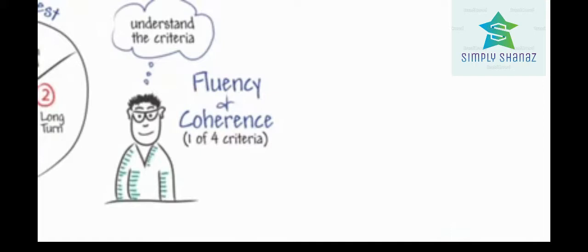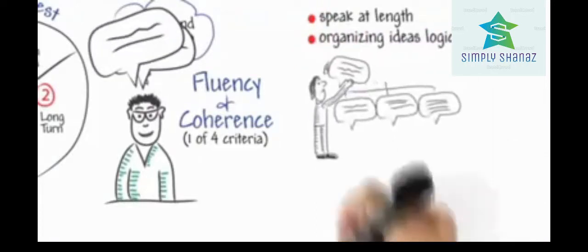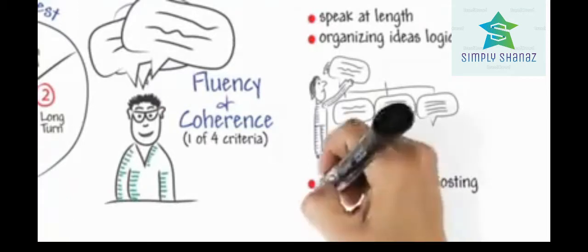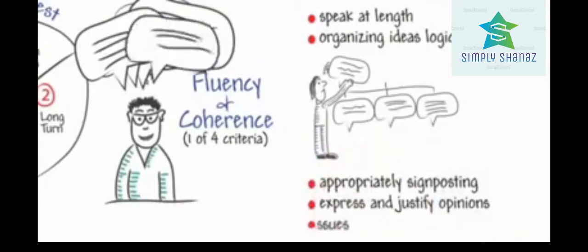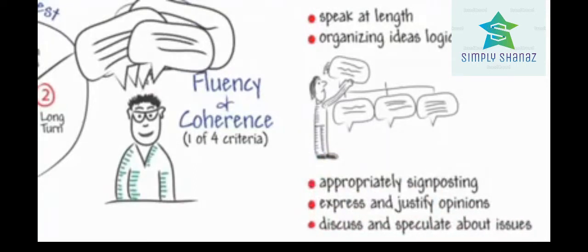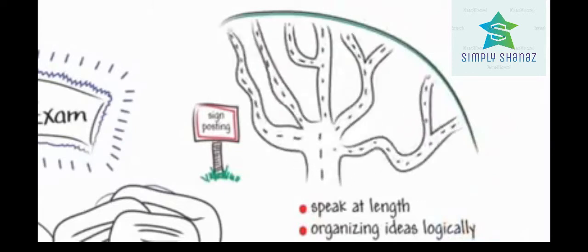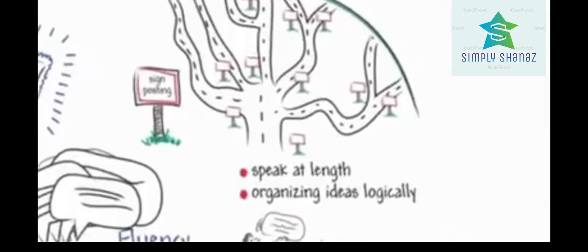Fluency and coherence refer to your ability to speak at length, including organizing ideas logically and appropriately signposting. It also refers to your ability to express and justify opinions and to discuss and speculate about issues without long pauses or repetition of the same words. Signposting is the use of words or phrases that indicate the direction of your thoughts. We will give you some examples of this in a moment.